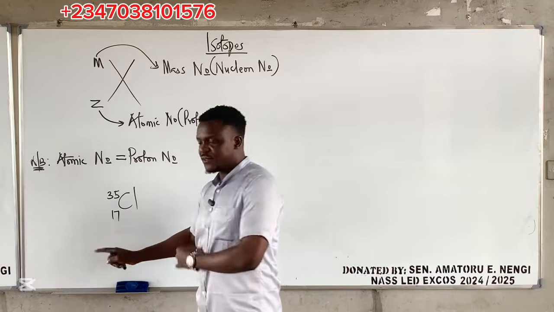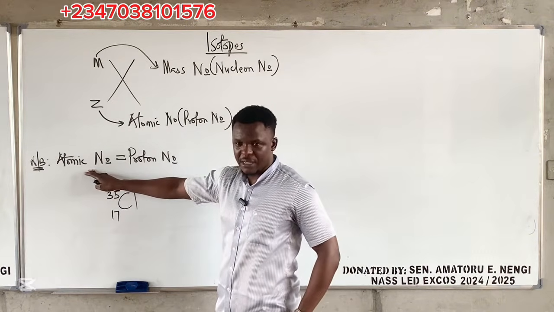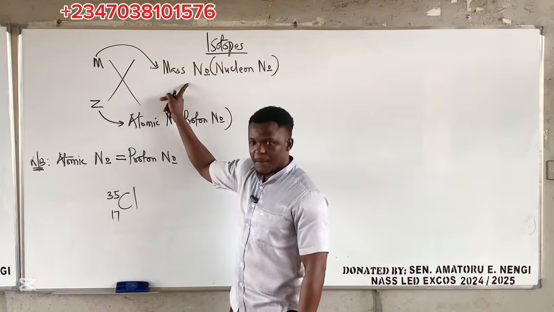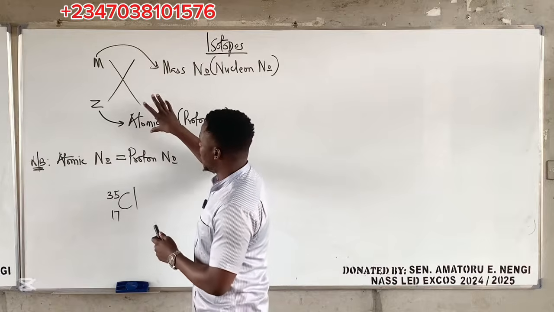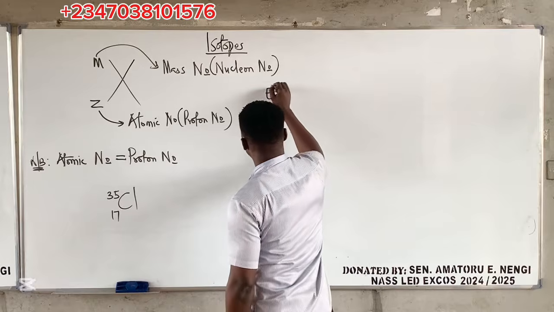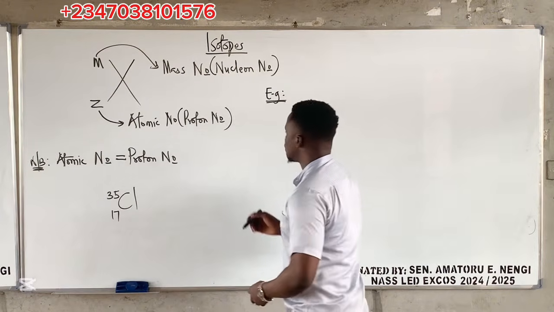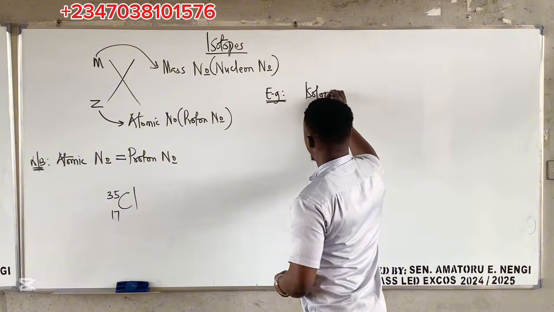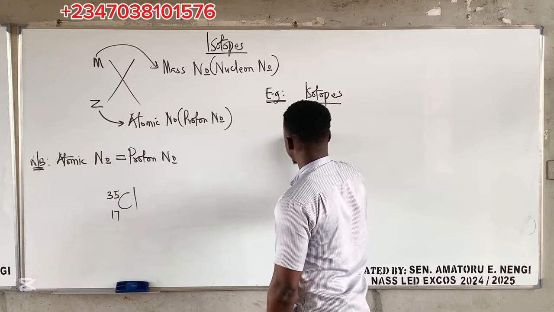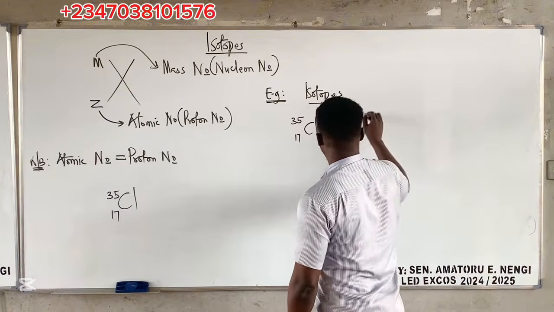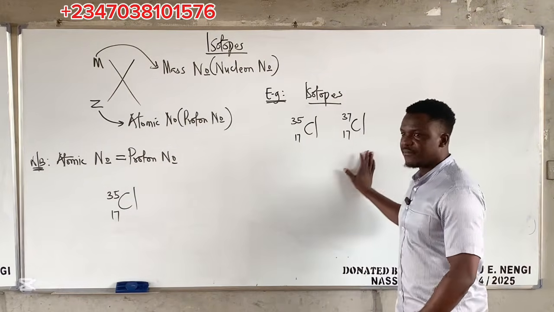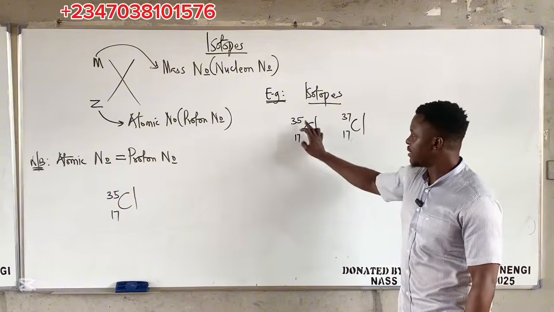So anytime you see something like this, Cl 17 35, this 17 you're seeing here is the atomic number, which is also known as what? The proton number. Whereas this 35 is the what? Mass number. Okay, so since we've understood the concept behind this, now let me give us an example of isotopes. The most common example is chlorine, chlorine 35, chlorine 37. Now the two of them have the same atomic number but different mass number.